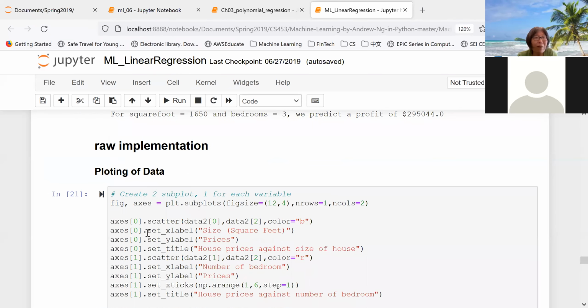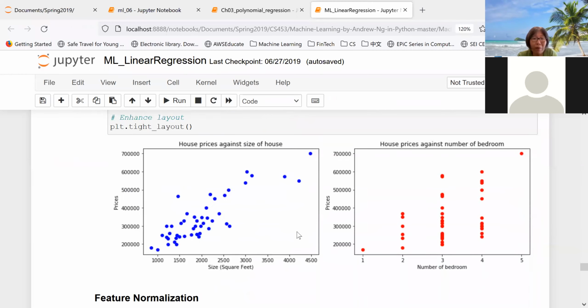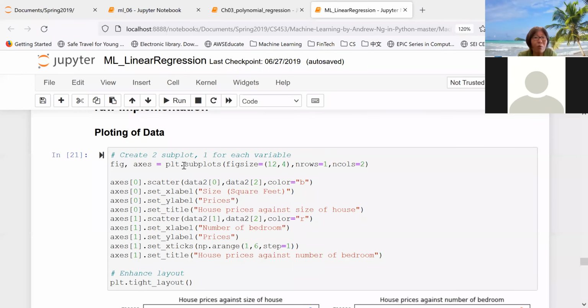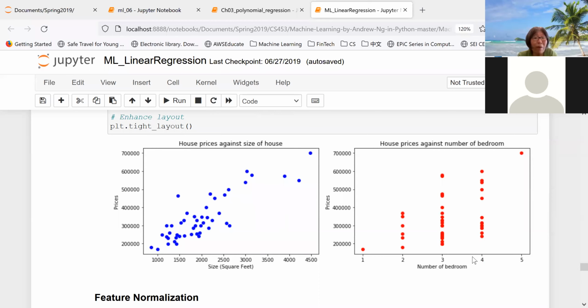So we can try that. And the next part is similar. It's a raw implementation. And over here, the first part is to give some visualization. Because we have two features, square foot and the number of bedrooms, and you want to find the relationship with the price, it's not easy to plot in a single plot. So that's why we have two subplots. One is regarding the relationship between size and price, and the other regarding number of bedrooms.